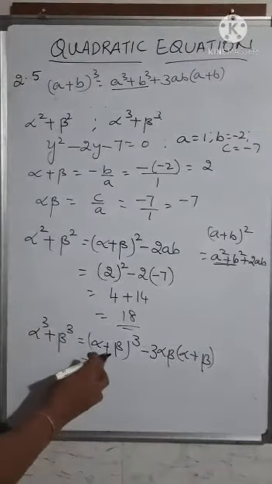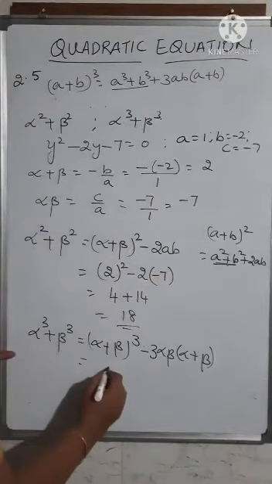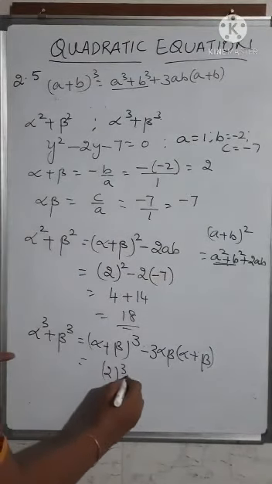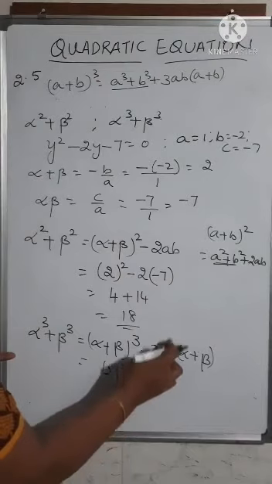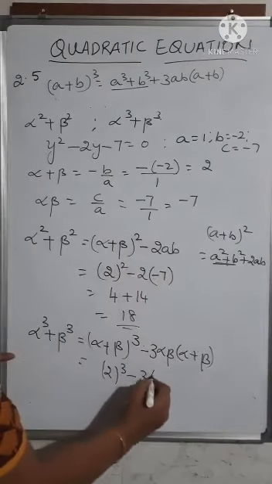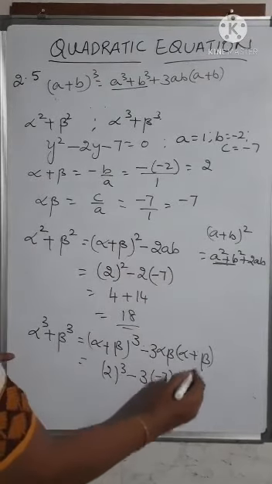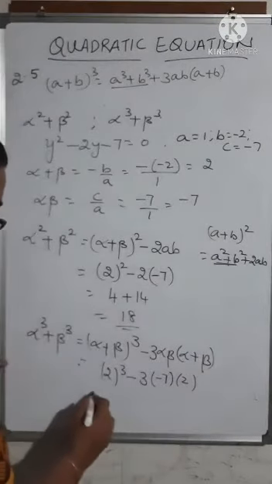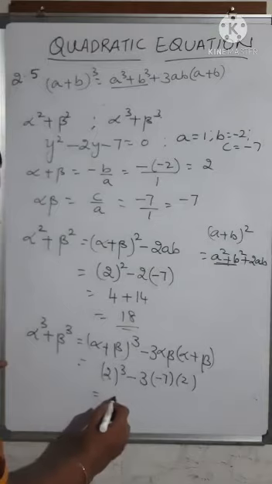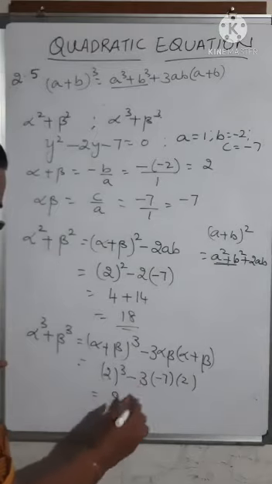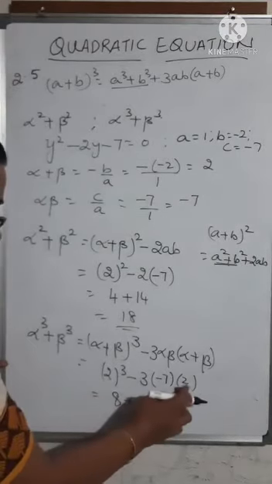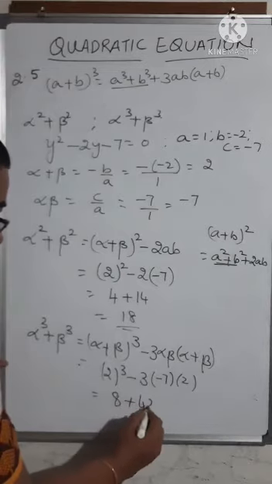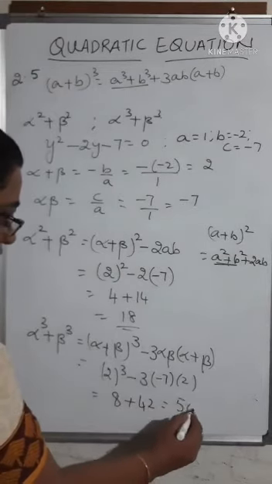Now what is the value of alpha plus beta? You have got 2. So you have to write 2 cube minus 3 into alpha into beta, which you have got as minus 7, then alpha plus beta again is 2. So you have to simplify this. 2 cube is 8. Minus into minus is plus. 3 2s are 6, 6 7s are 42. So the answer will be equal to 50.